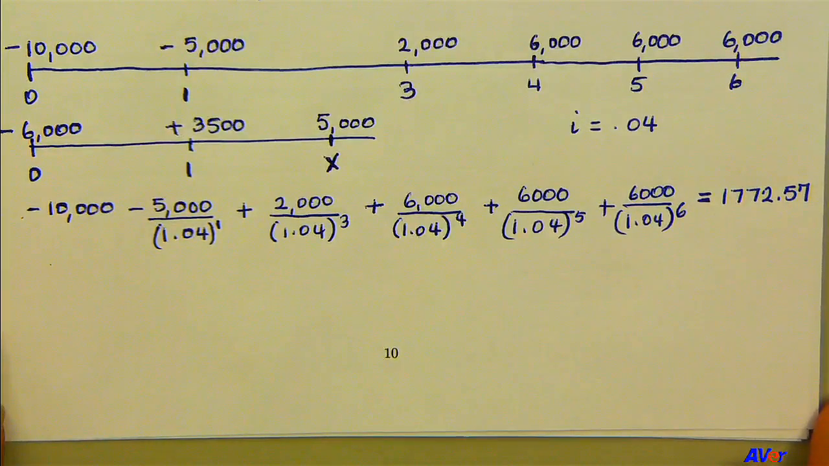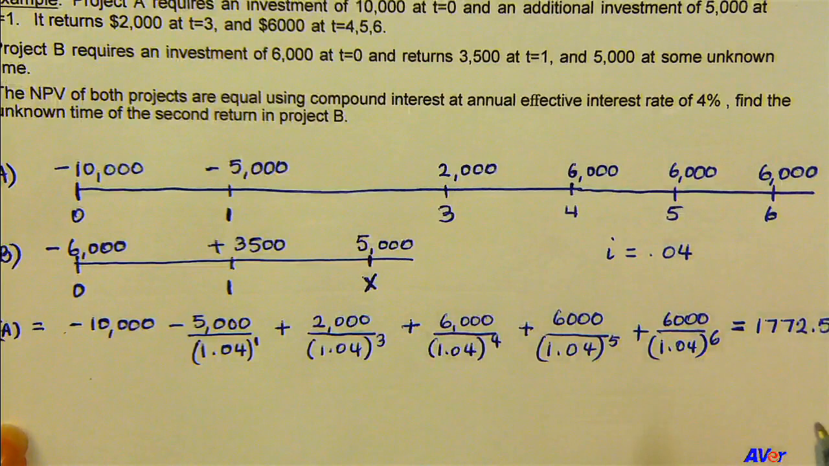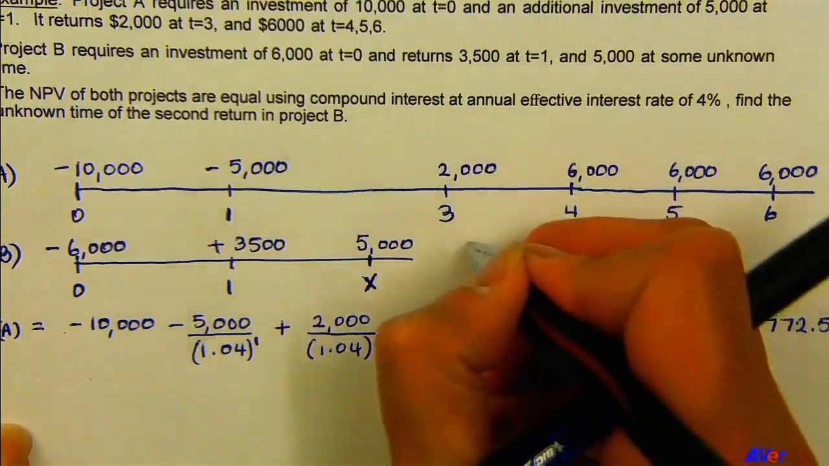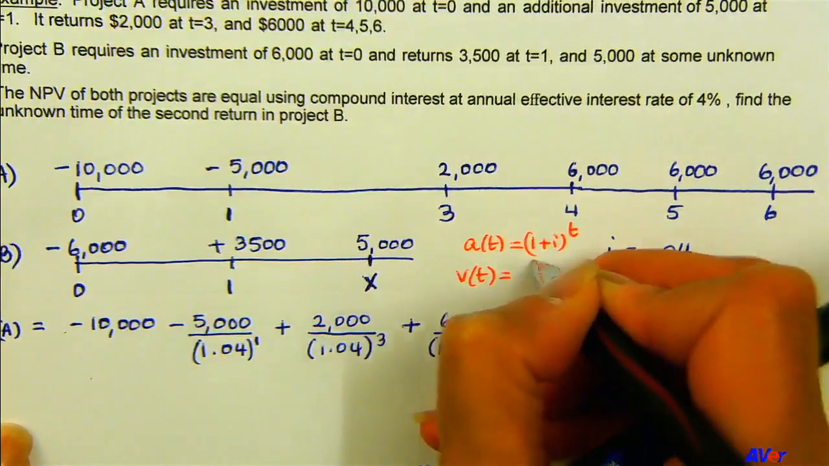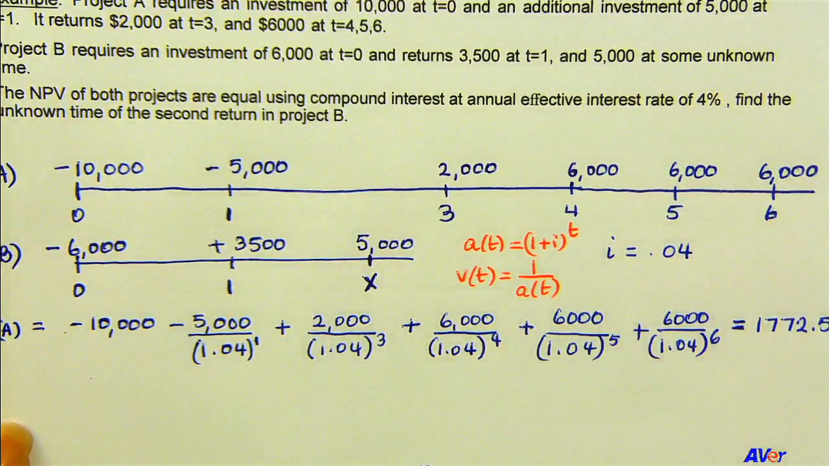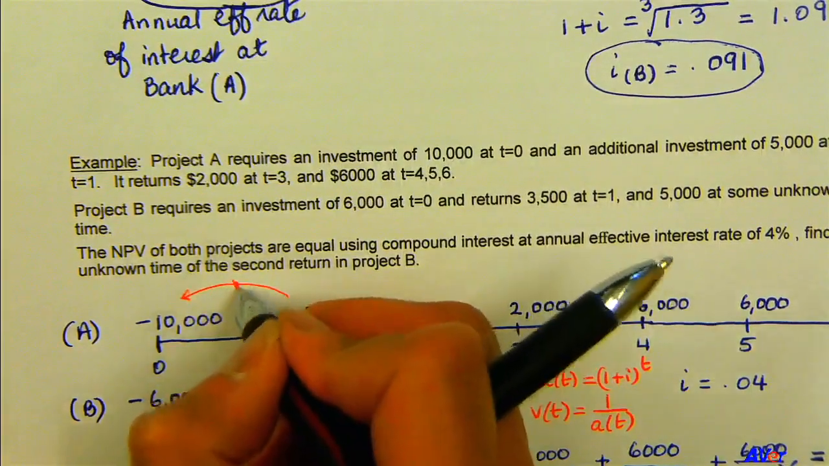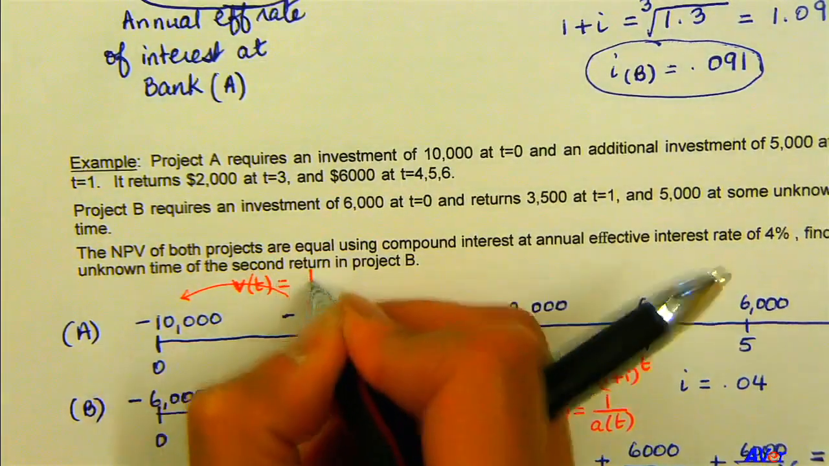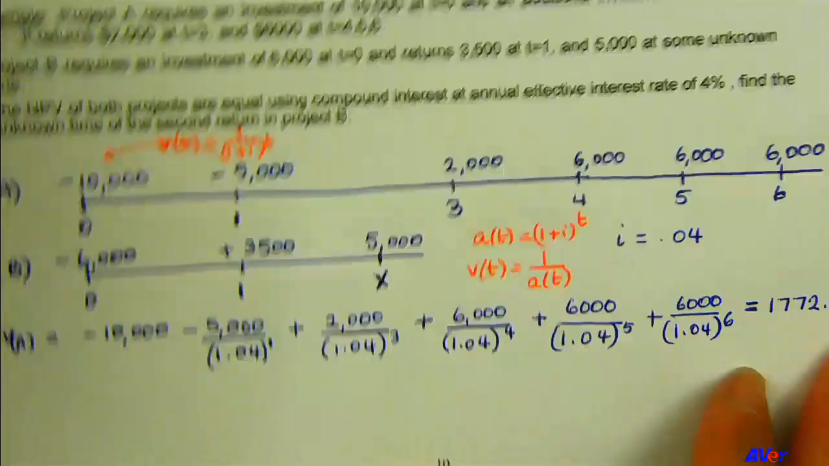Why do we divide by 1.04? Okay, so in each case, I am discounting. The discount function for compound interest is 1 over A of t, and A of t is 1 plus i to the t. So let me write all this. A of t for compound is 1 plus i to the t, and v of t is equal to 1 over A of t. So in order to find the present value of this $5,000, I have to bring it back and multiply by v of t, where v of t equals 1 over 1 plus i to the t. Get it? And I do that for each one.